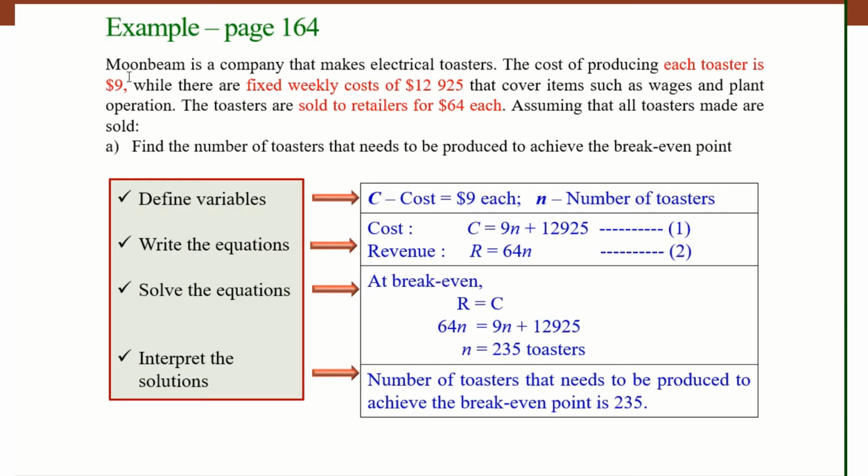If this is the example that we have gone through in class, you write down your cost equation and revenue equation, then you equate them and you find N. So the cost is 9 for each toaster plus your fixed weekly cost. Your fixed cost is usually your y-intercept, which is 12925. And your revenue equation is your selling price times the number of goods, which is R equals 64N. Then you equate R and C and you will get N equals 235. So at 235 toasters, you are making no profit and no loss. That is breaking even.